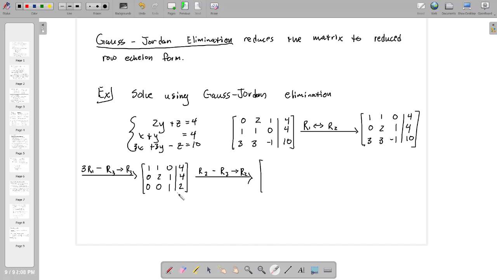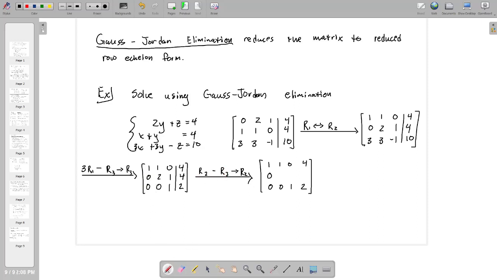So a little bit of thought will help solve these problems a little bit quicker. If we do row 2 minus row 3, we get a 0 minus 0. Let me write row 1 first because it's not changing. Row 3 is also not changing. The only thing that's changing is row 2. So we have row 2 minus row 3, so we have 0 minus 0.